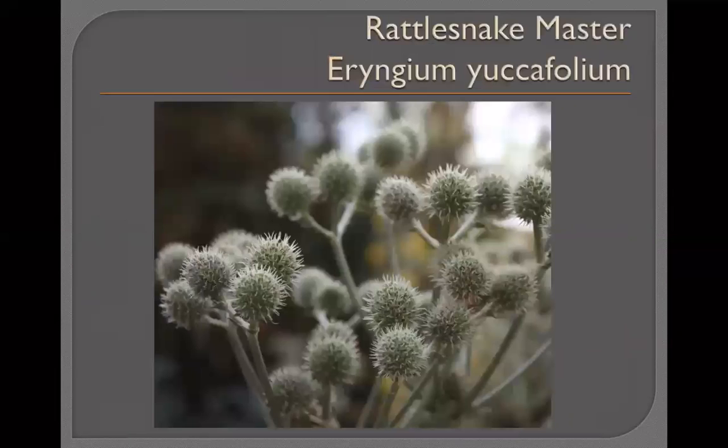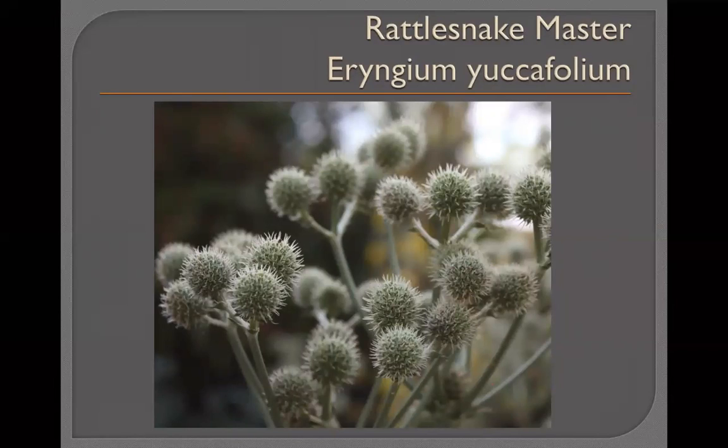Rattlesnake master should be utilized in garden designs more as a structural plant, because it looks good throughout the growing season and even when it's in bloom. Eryngium yuccifolium, because the foliage looks just like a yucca plant, has these kind of silvery white blooms in the summer months, 3 to 4 feet tall, but a nice plant that should be included and utilized more within the garden design.